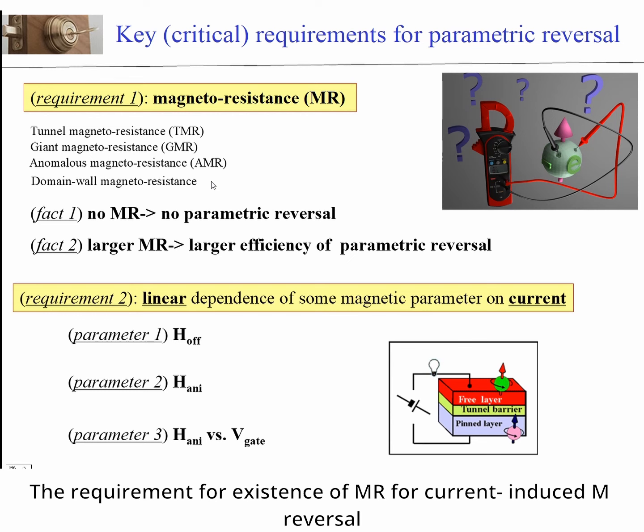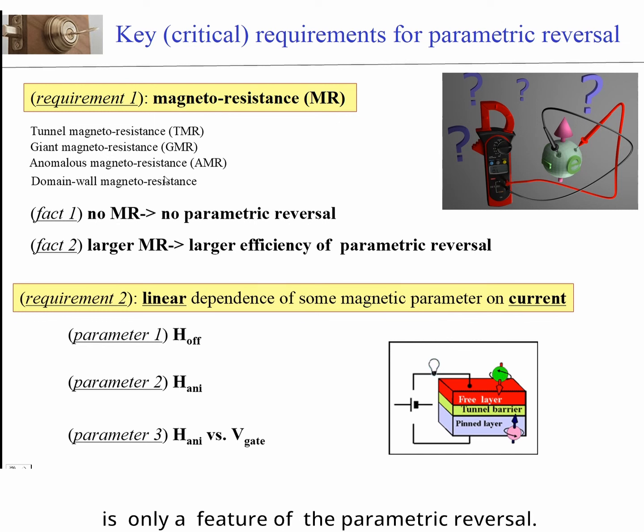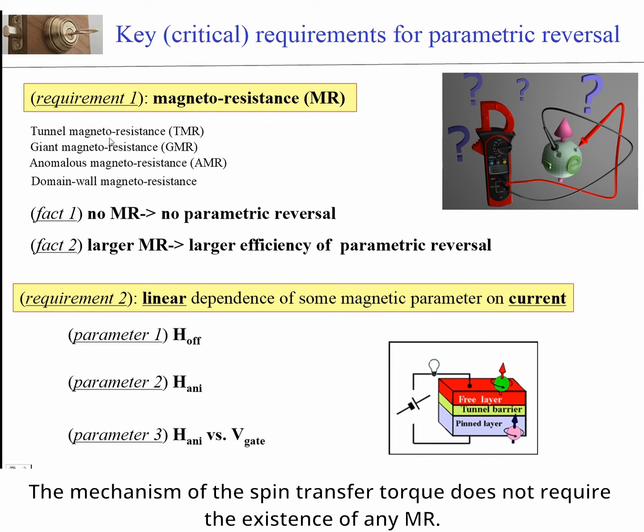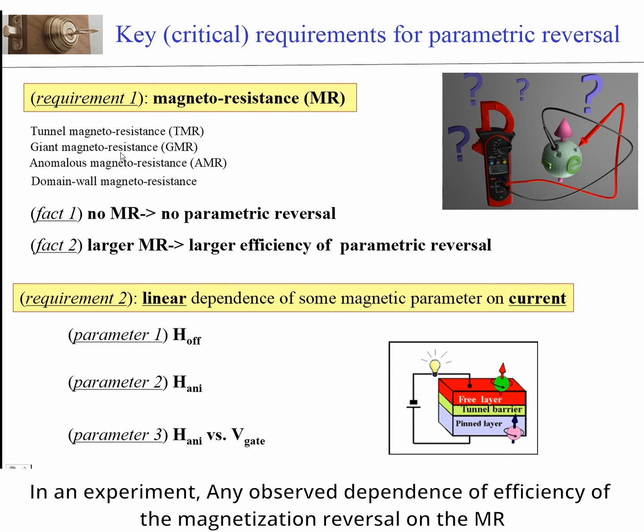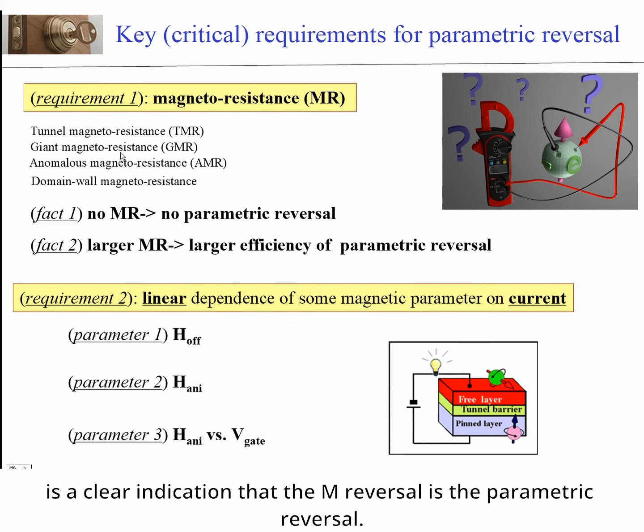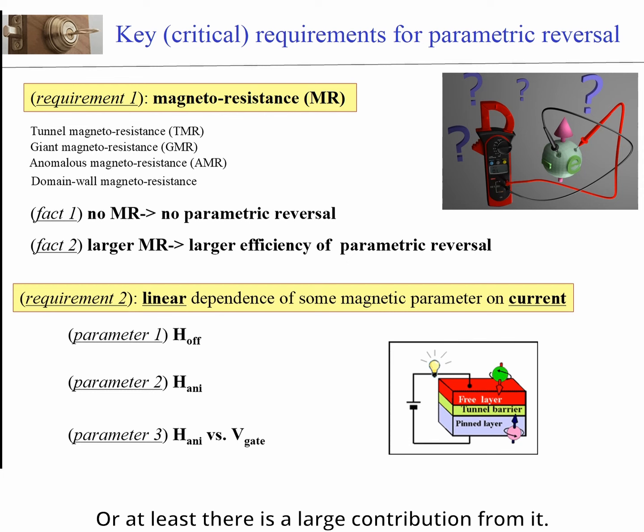The requirement for existence of magnetoresistance for current-induced magnetization reversal is only a feature of the parametric reversal. The mechanism of the spin transfer torque does not require the existence of any magnetoresistance. In an experiment, any observed dependence of efficiency of magnetization reversal on the magnetoresistance is a clear indication that magnetization reversal is a parametric reversal, or at least there is a large contribution from it.